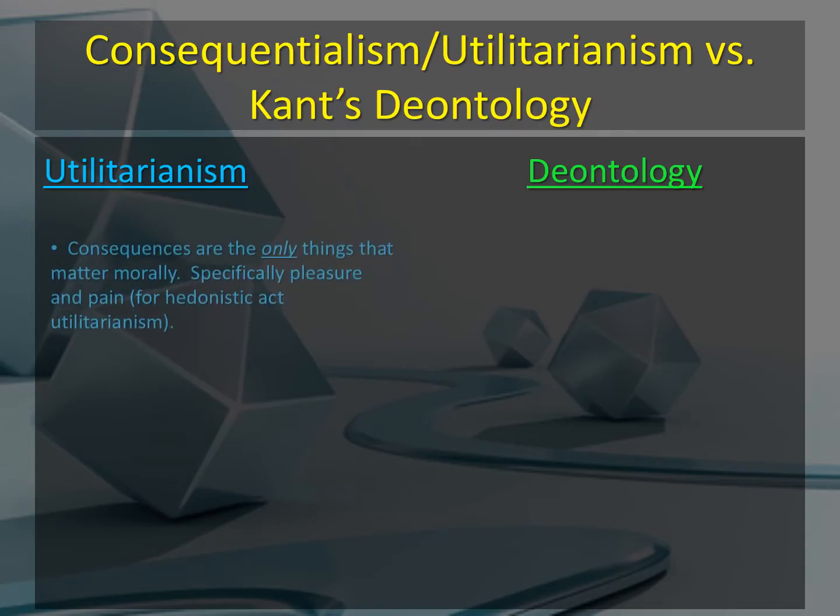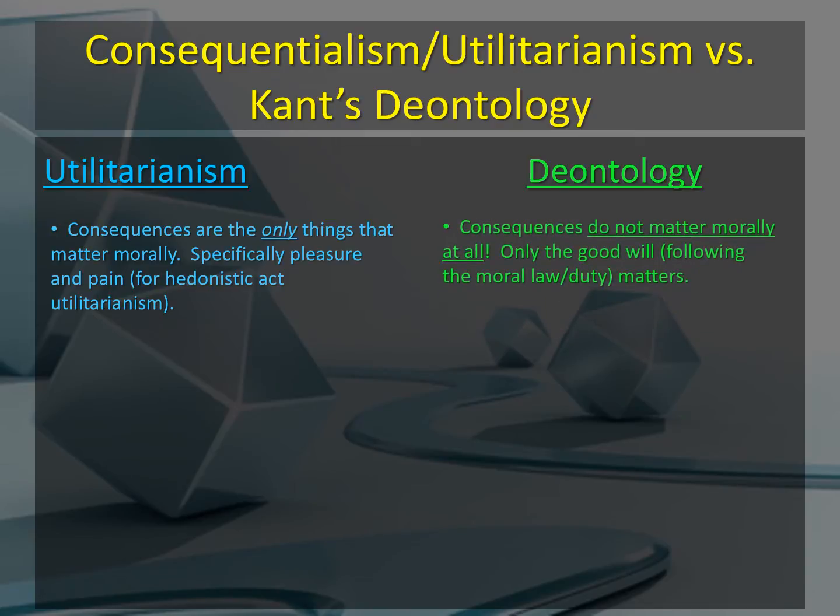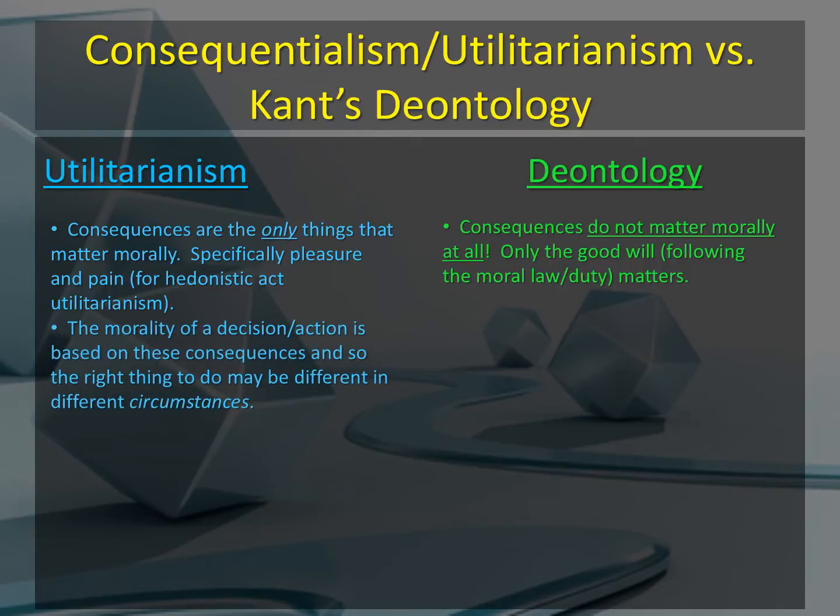For utilitarians, consequences are the only things that matter morally, specifically pleasure and pain for hedonistic act utilitarianism. But for deontology, consequences do not have any moral significance at all, literally none at all. Only the goodwill, which we will explain later, matters morally. For utilitarians, you will recall, the morality of a decision or action is based on consequences, and so the right thing to do may be different in different circumstances.